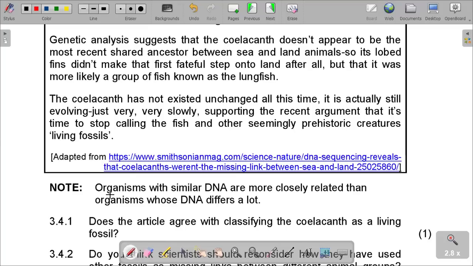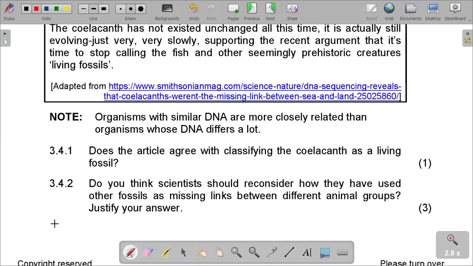The coelacanth has not existed unchanged all the time. It is actually still evolving, just very, very slowly, supporting the recent argument that it's time to stop calling the fish and other seemingly prehistoric creatures living fossils. That's the theory there. Organisms with similar DNA are more closely related than organisms whose DNA differs a lot. We talk about DNA as a source of evidence of evolution.